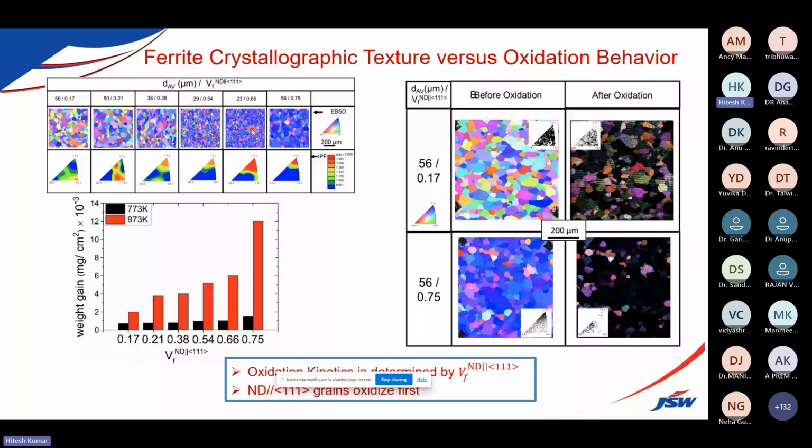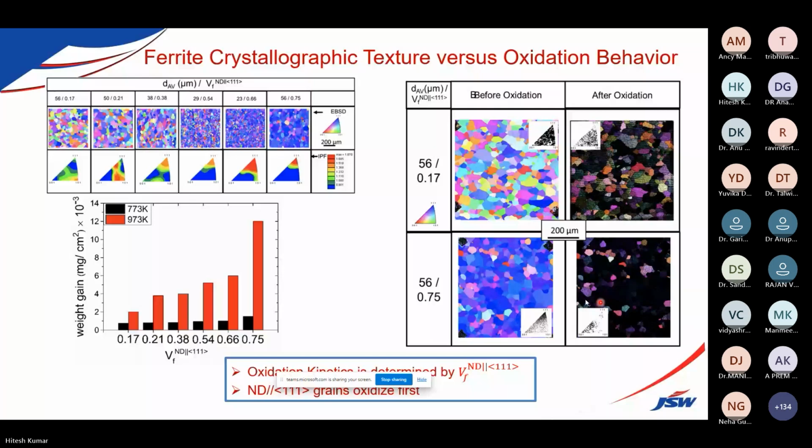What we observe is that ND parallel to <111> grains were the first grains oxidizing in our material. To confirm that, we have a material with the same grain size having 0.75 gamma fraction, and what we observe is that all the blue grains, in raw terminology, blue grain is basically the gamma fiber grains. The gamma fiber grains are totally vanished.